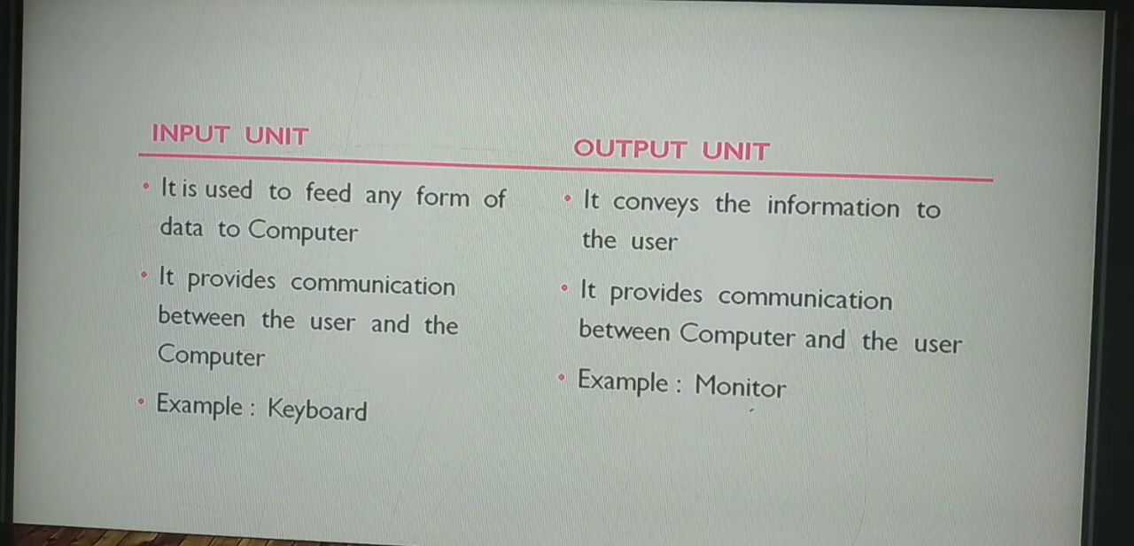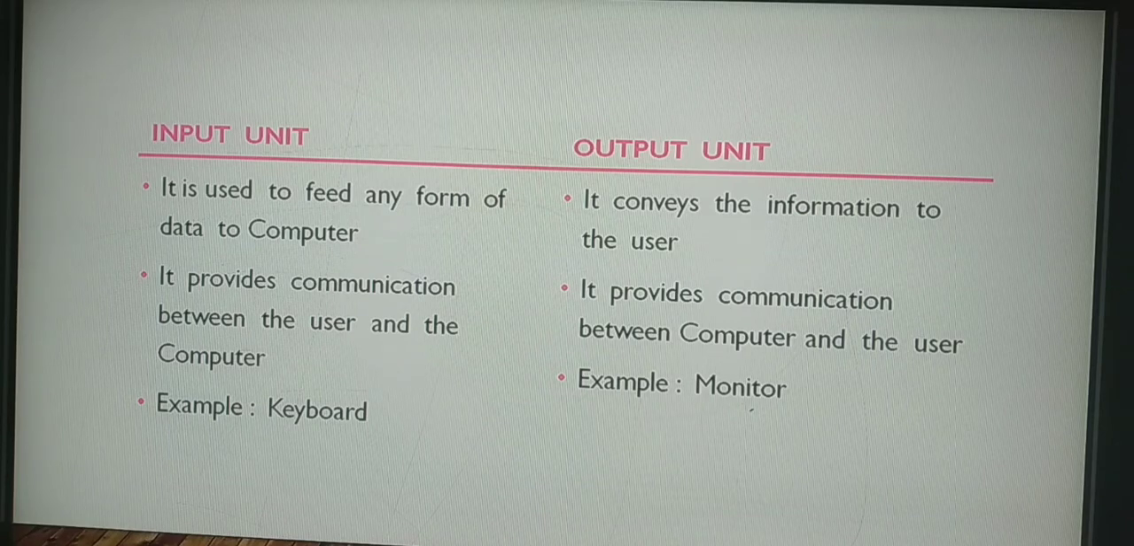Yes, the next one, differentiate input unit and output unit. So this is a difference. In your book itself, near the question itself, neatly draw a tabular column and write this. The first one is your input unit. It is used to feed any form of data to the computer. Under the output unit, it conveys the information to the user. The second point, under input unit, it provides communication between the user and the computer. Next to the output unit, it provides communication between the computer and the user.